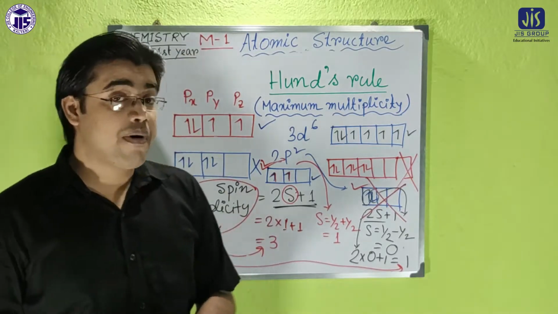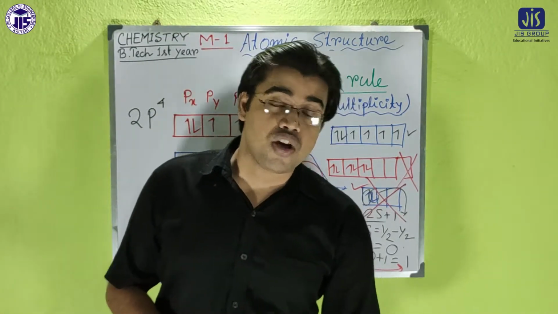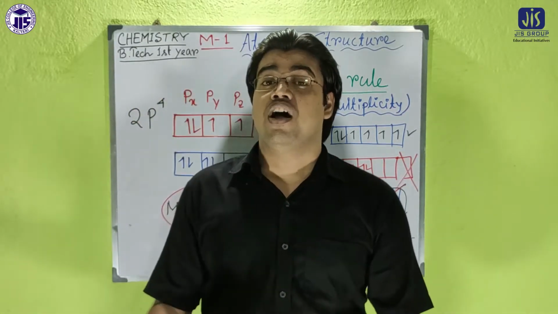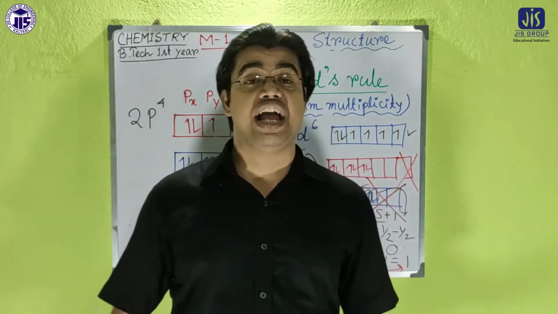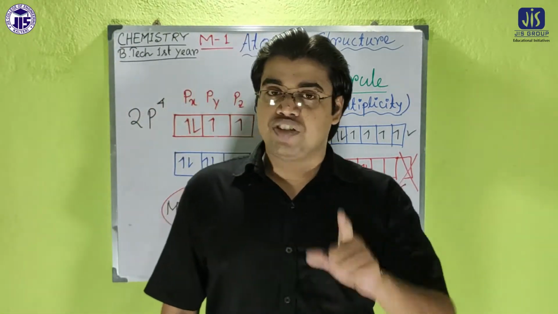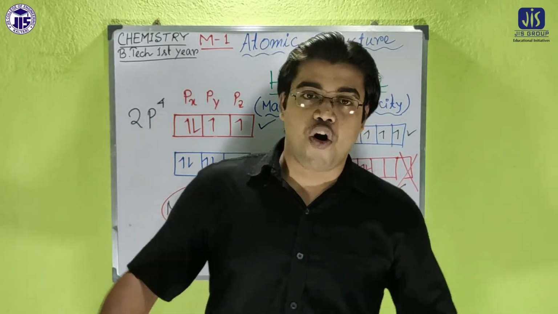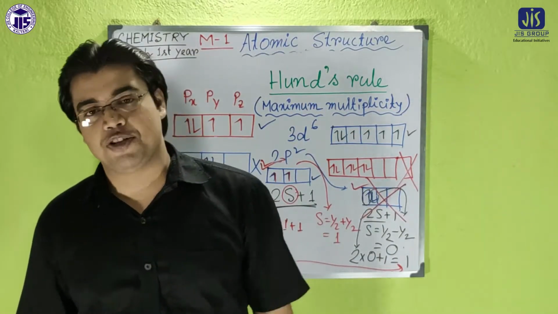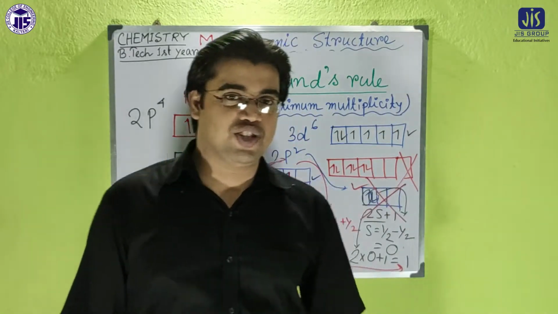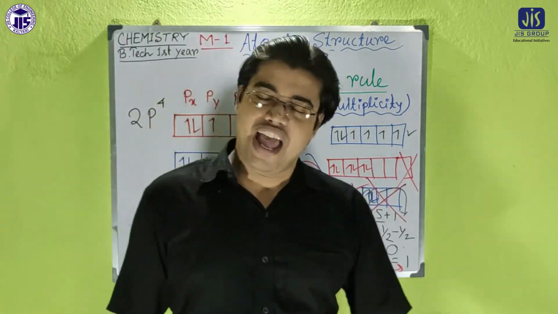So you have to keep in mind the statement of Hund's rule, and you have to show examples of how Hund's rule can be applied during electronic configuration. Another very important question is why Hund's rule is called the maximum multiplicity, or what is the meaning of the maximum spin multiplicity. Then you have to show that kind of example.